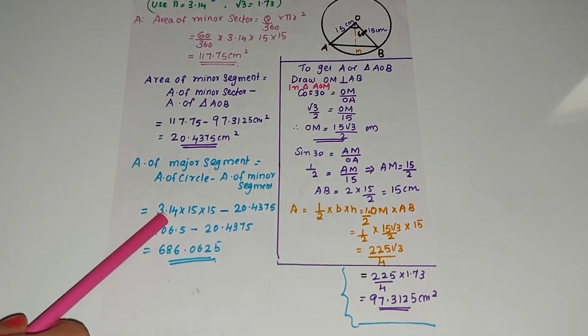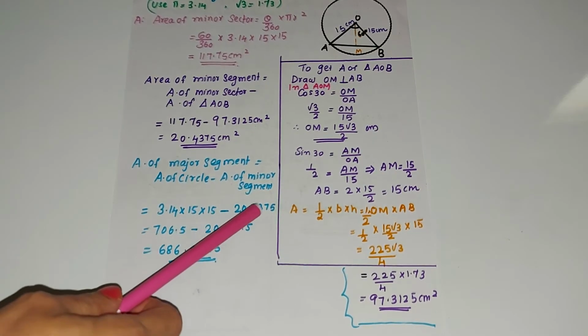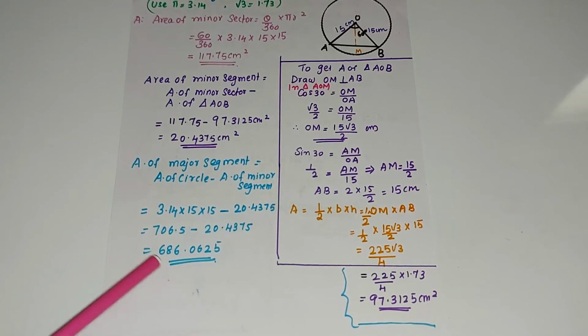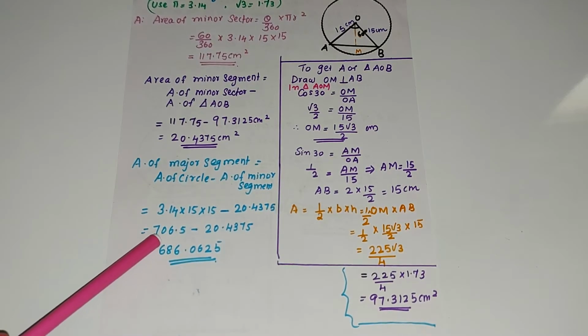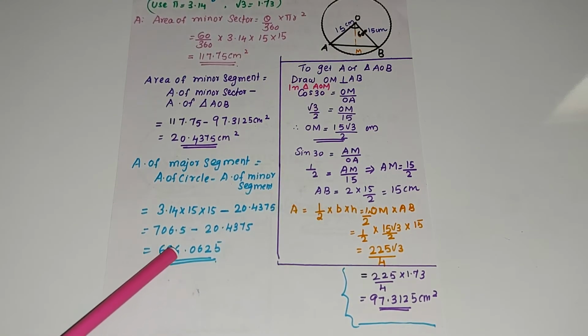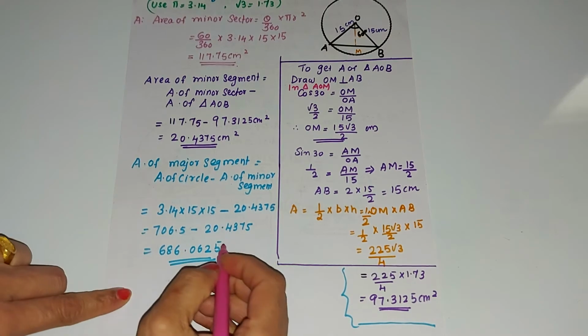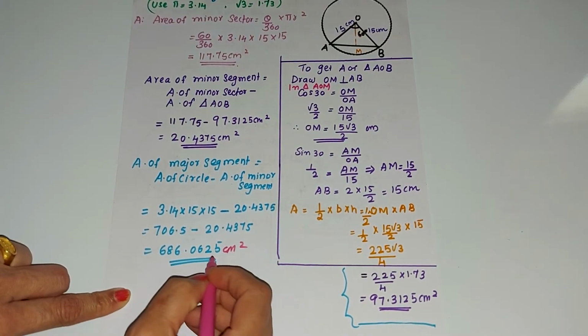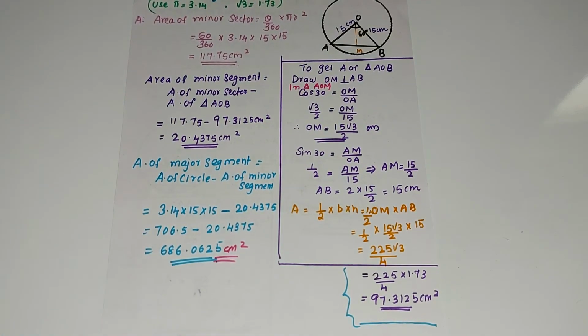Area of circle is 3.14 into 15 into 15 minus 20.4375, which is equal to 706.5 minus 20.4375. We will get 686.0625 centimeter square. This is the area of the major segment.